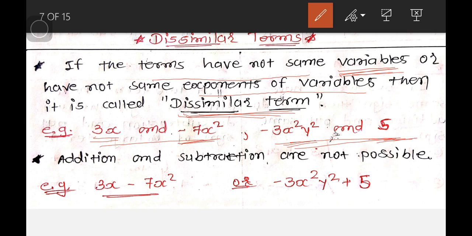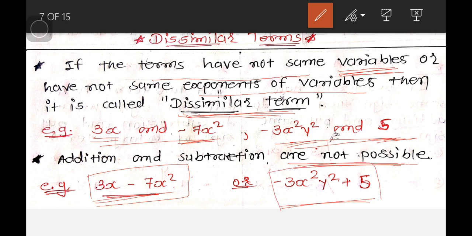One thing we note is that addition and subtraction are not possible in dissimilar terms. Here you can see 3x minus 7x square. We can't do addition or subtraction, so the terms will remain as they are. One more example, minus 3x square y square plus 5. Here also we can't do addition or subtraction, so the given algebraic expression stays as it is. So these are dissimilar terms.